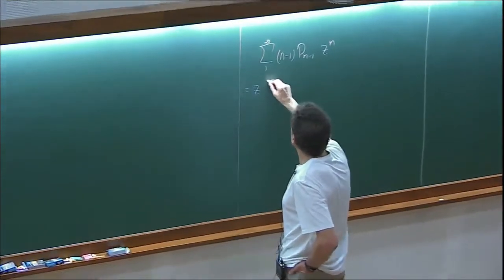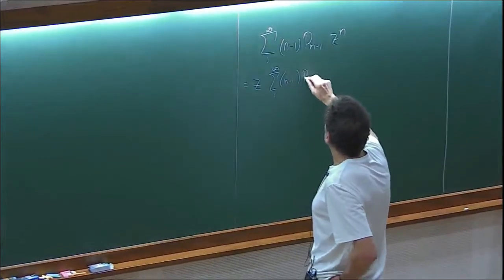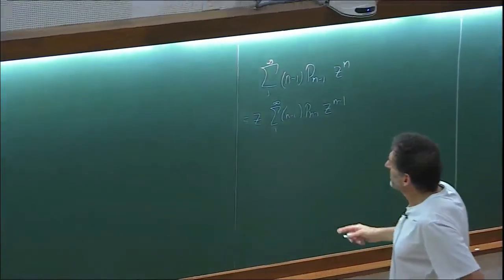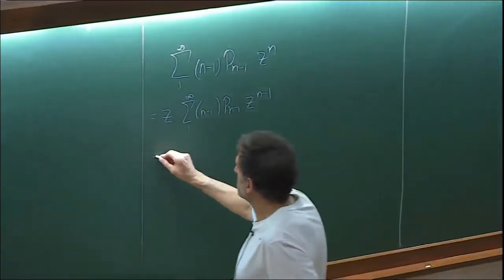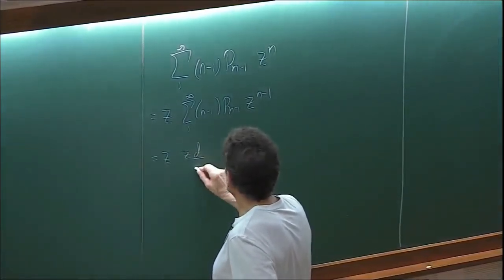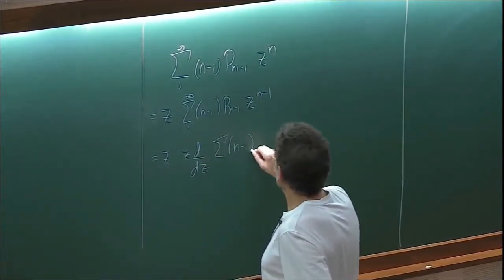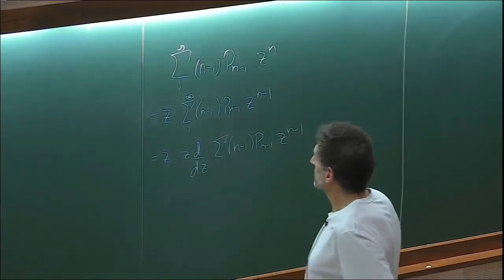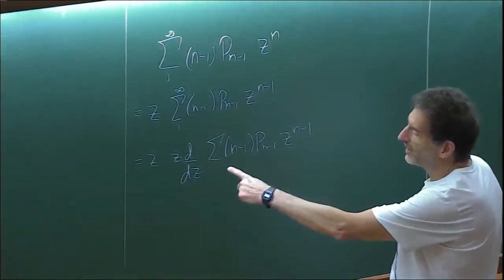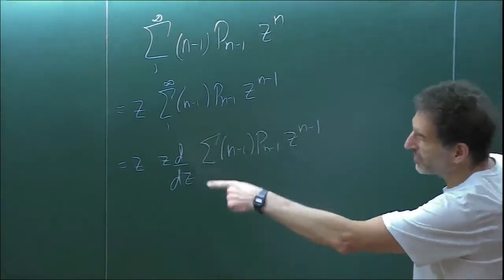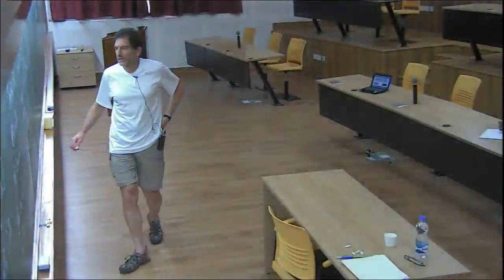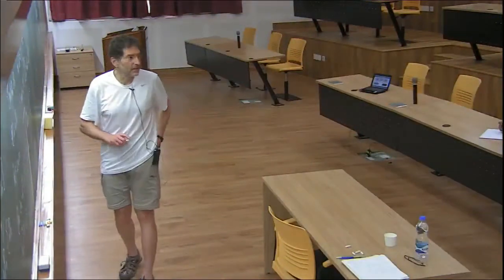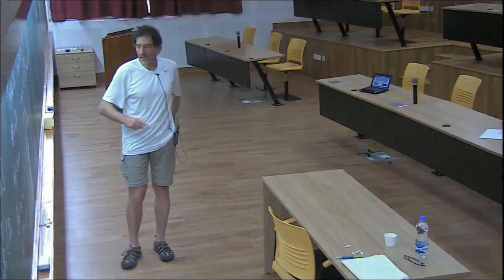Let's first of all write this as z, and then I have the summation from 1 to infinity of (n-1) P_{n-1} z^(n-1). But now I can write this thing as nothing more than z d/dz of the generating function. I can write this as z, and then z d/dz of the summation of P_{n-1} z^(n-1). But this sum is exactly the generating function. The term n equals 1 doesn't contribute, so it's just the generating function. So it's just z squared df/dz. So the first term is equal to z squared times df/dz. And it should not come as any surprise that the second term is just z df/dz.